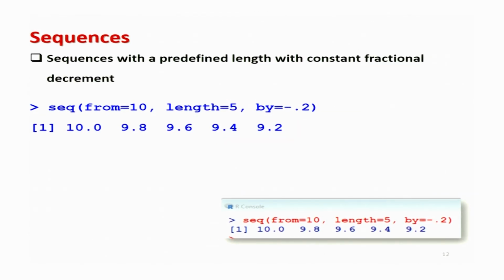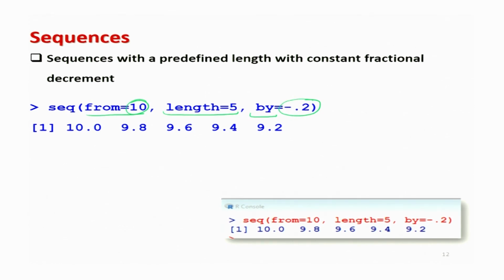Now in the same example, suppose I want to make a constant decrement, but it is not an integer, it's a fraction. So how to do it? After this, I'm sure you have understood how things are working, and you can use your common sense to make different types of combinations. Now I want a sequence which starts at the value 10 and has 5 elements, so length is equal to 5, and a constant fractional decrement of 0.2. So I can write by is equal to minus 0.2.